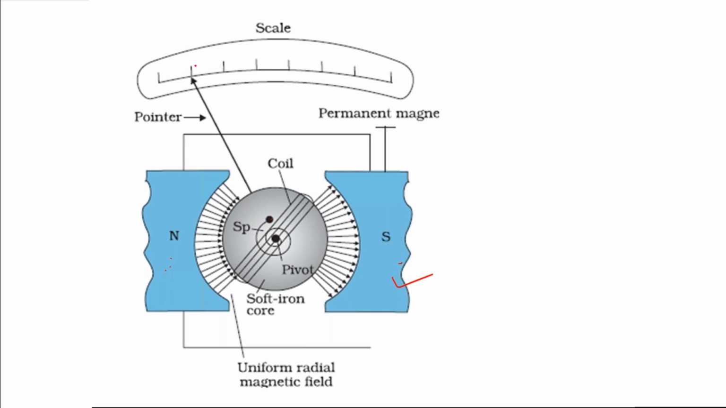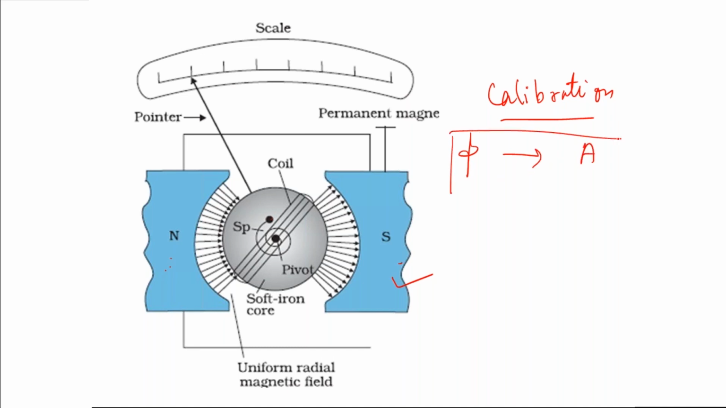So this scale has been made by calibration. How do you calibrate? How much angular deflection, if I say phi, is equivalent to how much ampere current. So this relationship has been developed, and then the scale has been made. This will give you direct reading of the voltage or the current.